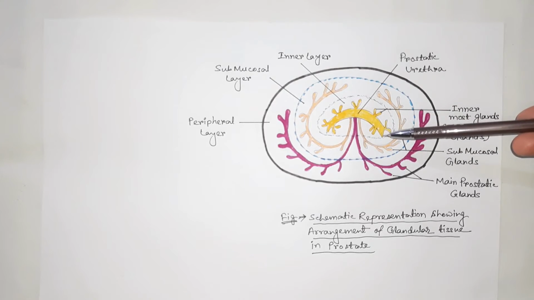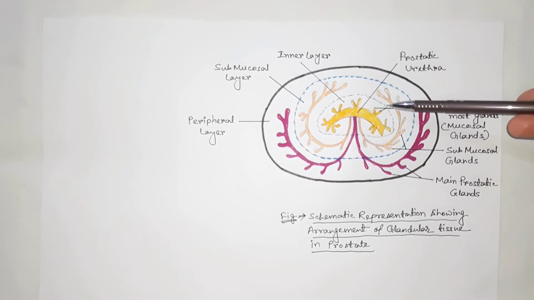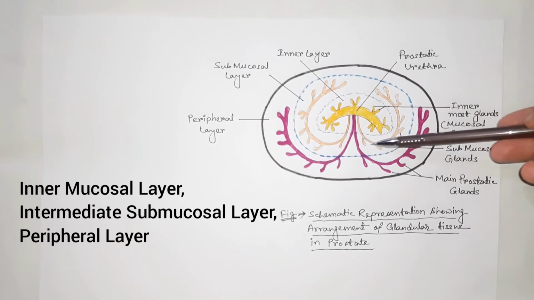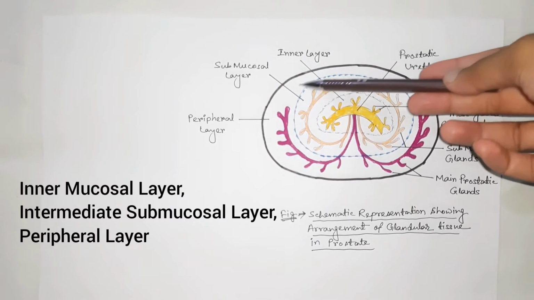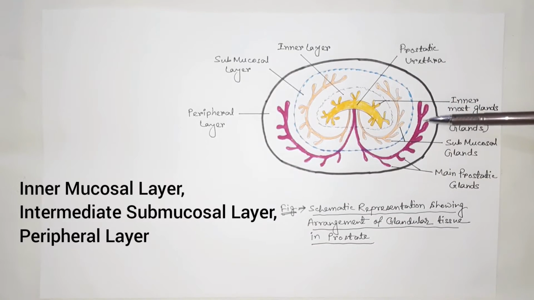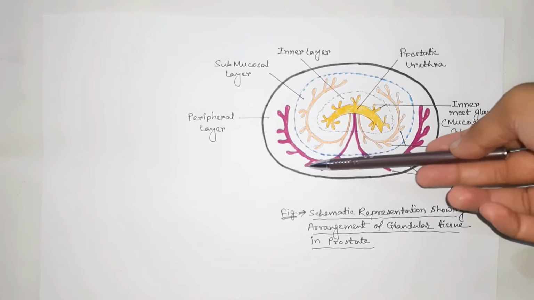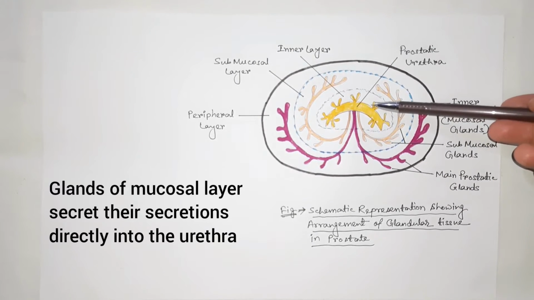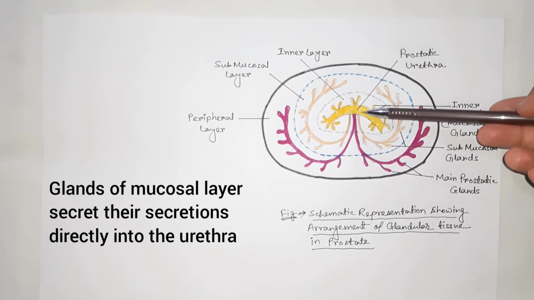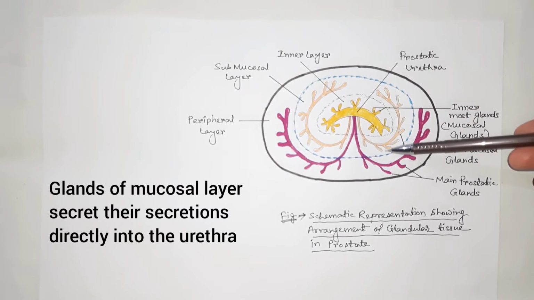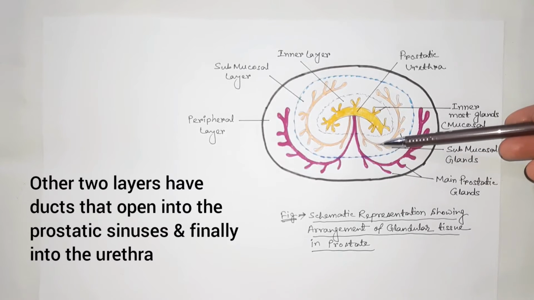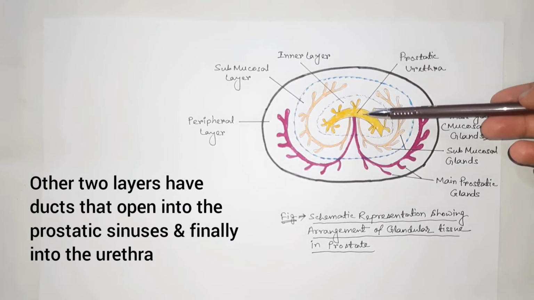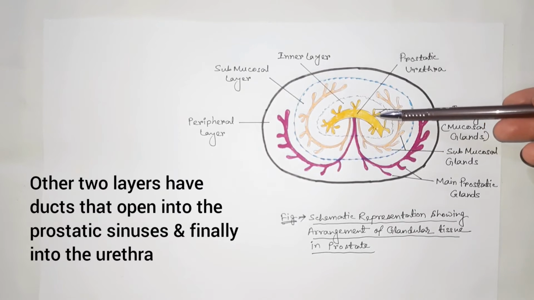The glands are arranged in 3 concentric layers: an inner mucosal layer, an intermediate submucosal layer, and a peripheral layer containing the main prostatic glands. The glands of the mucosal layer secrete their secretions directly into the urethra. The other 2 layers have ducts that open into the prostatic sinuses and finally into the urethra.